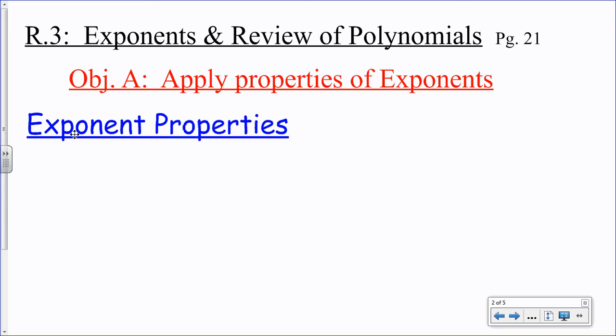Today we're going to go over the properties of exponents. This is the first part of R3. We're going to do the second part of R3 tomorrow, which will be multiplying polynomials. And then Wednesday will be a work day, and then Thursday will be your quiz.